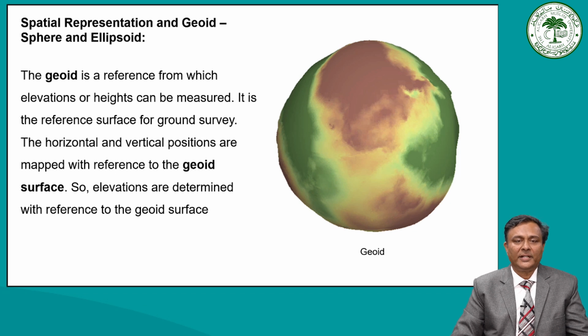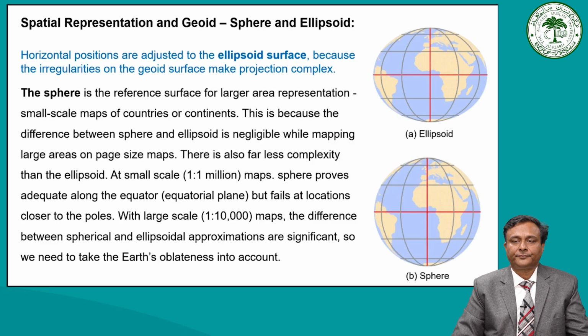So for spatial representation, geoid, sphere and ellipsoid, I would say that the geoid is a reference from which elevations or heights can be measured. It is the reference surface for ground survey. The horizontal and vertical positions are mapped with reference to the geoid surface. So elevations are determined with reference to the geoid surface.